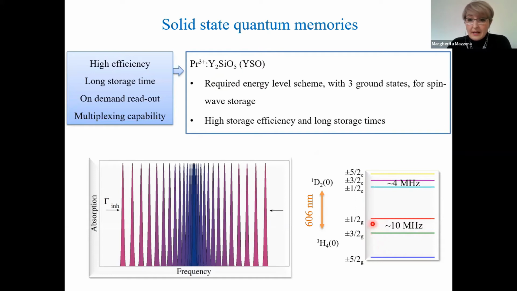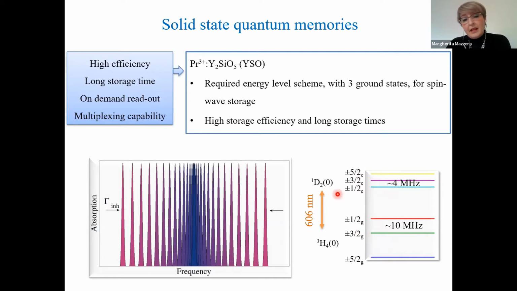In fact, these ions have a 3-fold ground state originated by the spin hyperfine interaction. And all these 3 ground states are connected quite efficiently with the same excited state through an electronic transition that also has very good coherence properties, at least 150 microseconds.